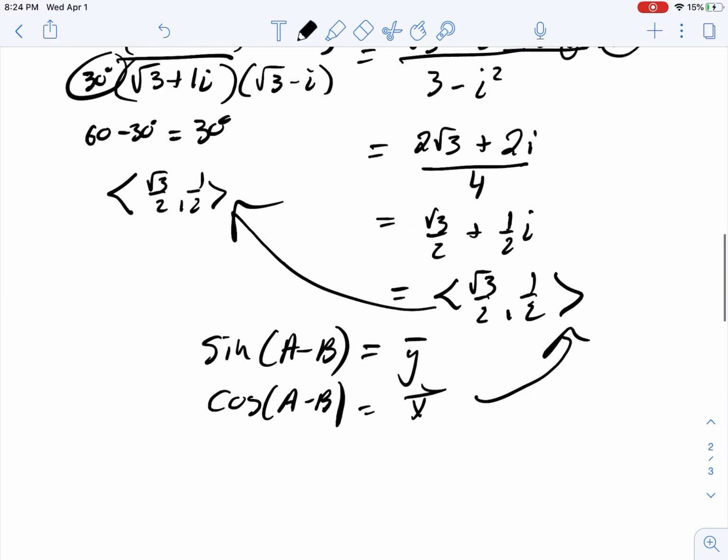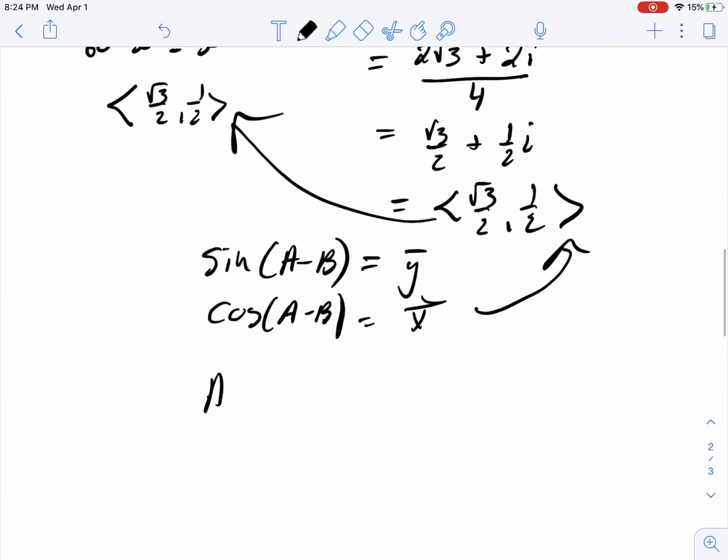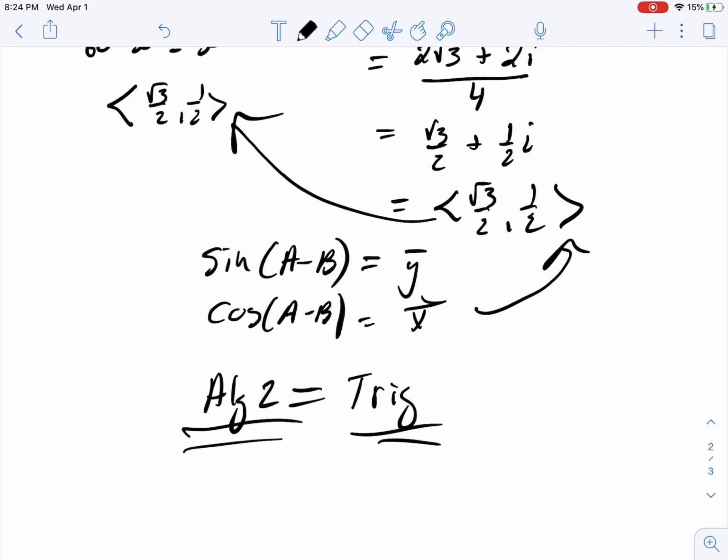So anyway, I'm not sure if it helps or not, but hopefully it connects the two pieces, the Algebra 2 and the trig, and shows the connection between those two.